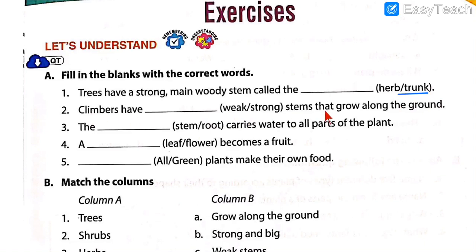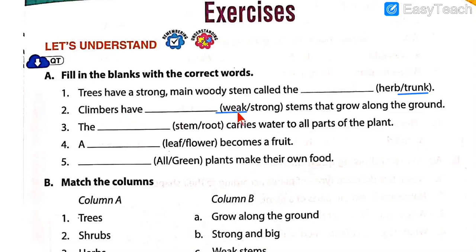Climbers have dash stems. Climbers have dash stems that grow upright. Here I told you to correct in your textbook, there is a mistake. It will be upright because climbers don't grow along the ground, they grow upright. So here you have to cut these words and write upright. So which kind of stems do they have? Do they have weak stem or strong? So we know that climbers have weak stems. So the first option is correct.